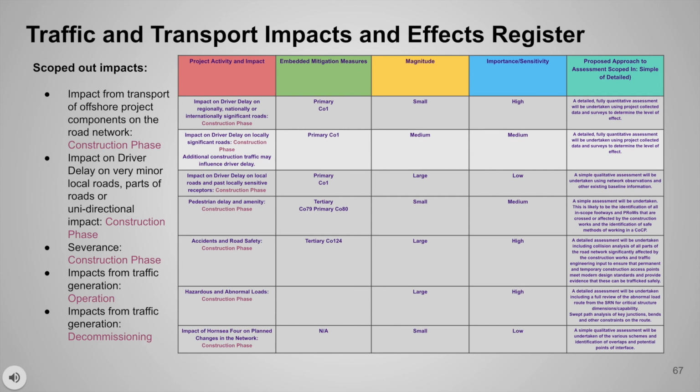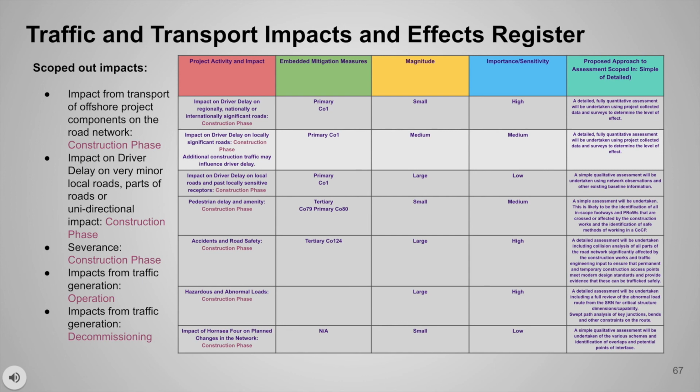Impacts on traffic and transport are also quite a few. One of the interesting ones would be impact on driver delay on locally significant roads, which happens in the construction phase. The mitigation measure proposed for it is a primary measure, CO1, which is that all natural water courses, including main rivers and ordinary water courses, main roads and railways, will be crossed by HDD or other trenchless technology where technically practical. The magnitude would be medium, importance would be medium. Some of the scoped out impacts would be impacts from transport of offshore project components on the road in the construction phase, and severances.